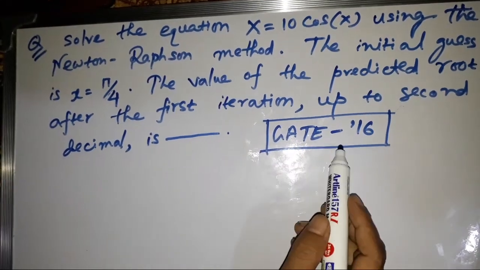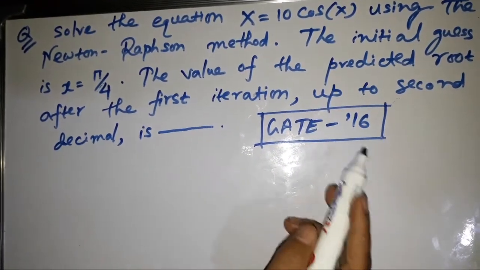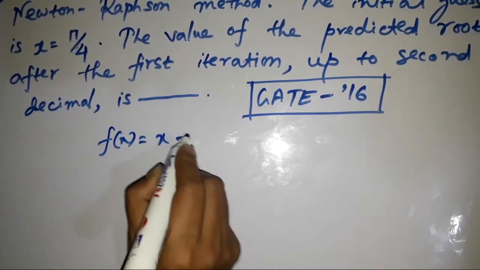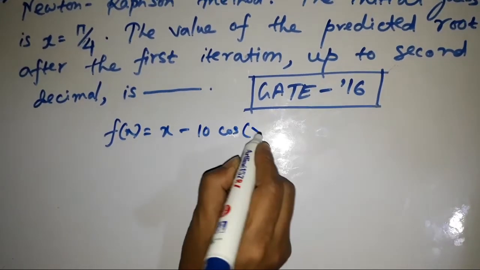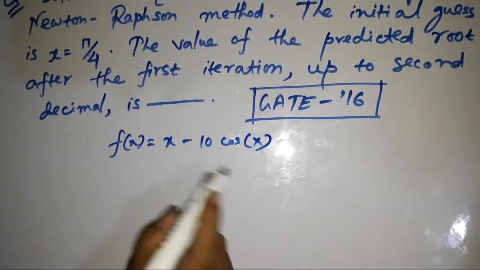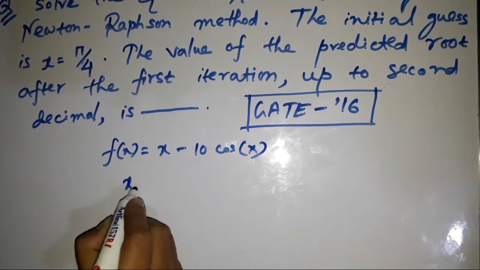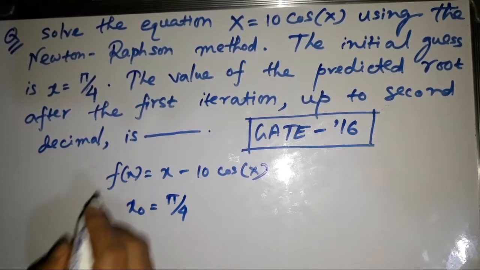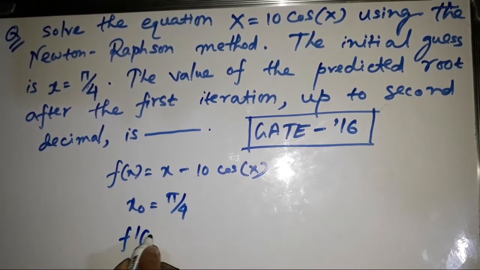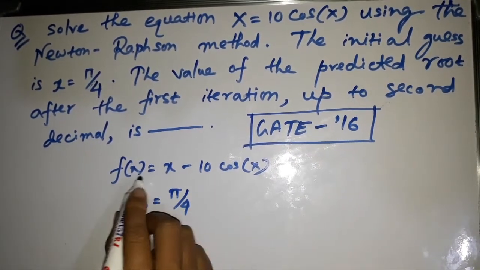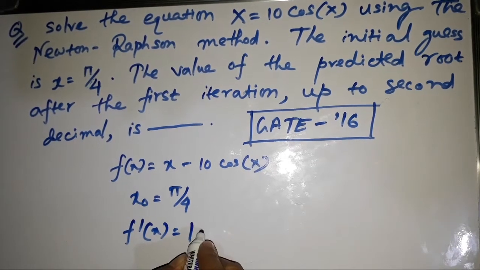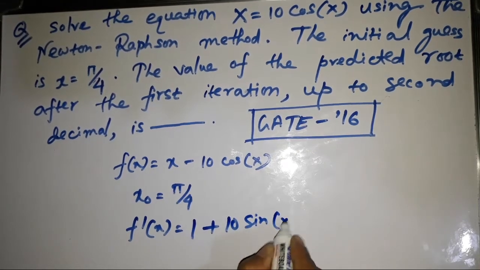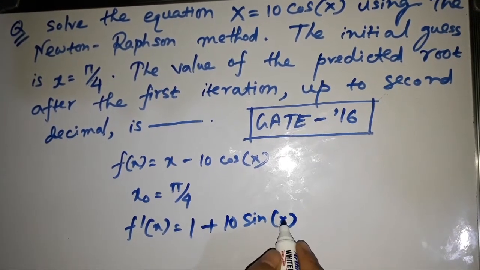So our f of x equal to x minus 10 cos x, as previously, and our initial point, that means x0, equal to pi by 4. Clear? So we have to find f dash x. That means the derivative of this: 1 plus 10, derivative of cos x means sin x. Clear, guys?